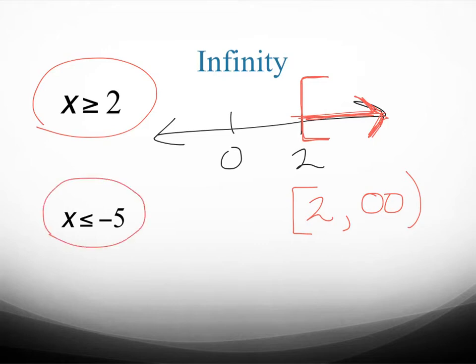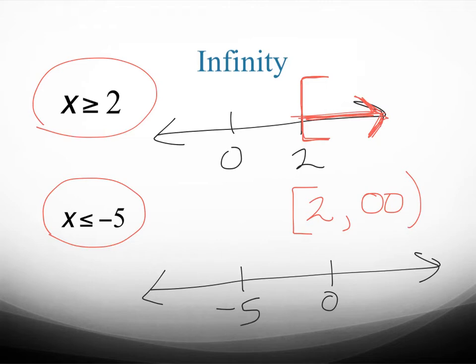X is less than or equal to negative 5. So again, let's look at it on the number line to have it make a little bit more sense. So here's my 0. That puts negative 5 about here. It's a less than, so I'm going to be going to the left, which means my bracket has to face that direction, and we will shade to the left.